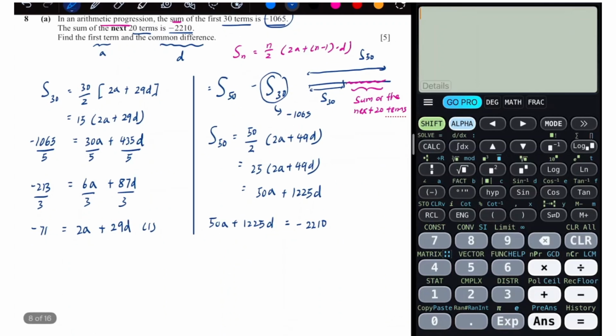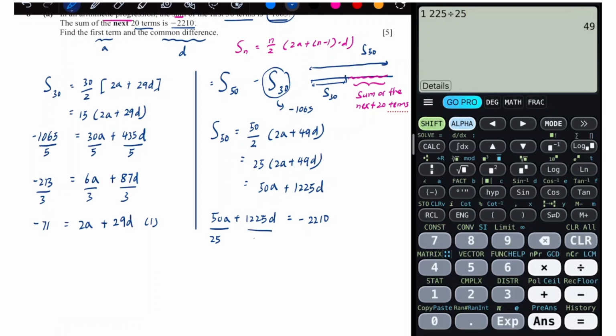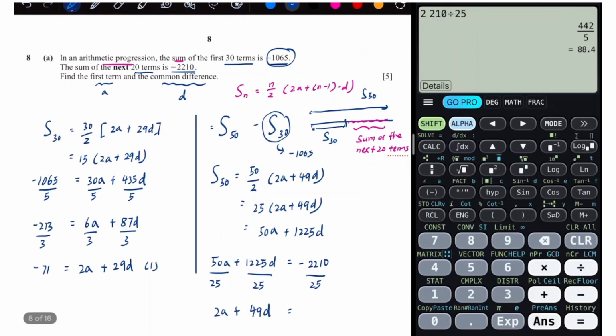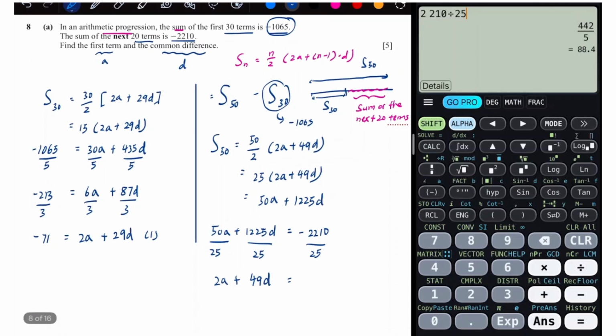So everything here can be divided by 25, I guess. Let me check. Yep, you can divide everything by 25. So that's going to give us 2a plus 49d is equal to 2210 divided by 25. Oops, I guess not. Is it 2210? Negative 2210. Wait a second. No, there's no d here, right? There's no d here. So basically you can just find a by using this formula.